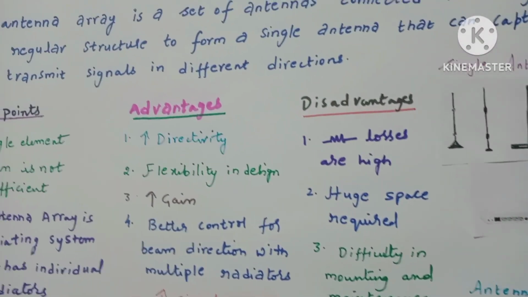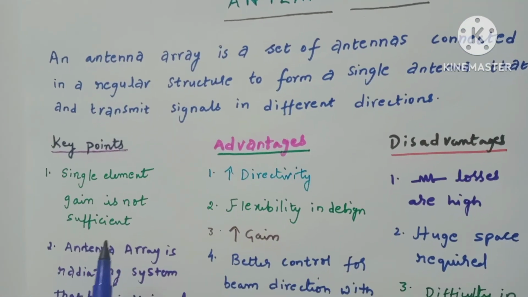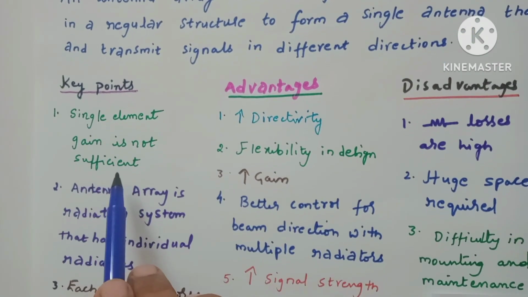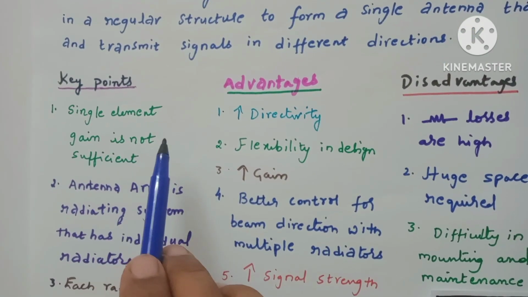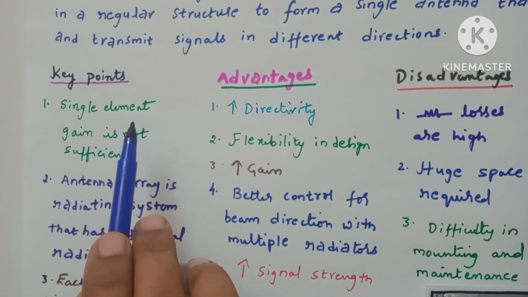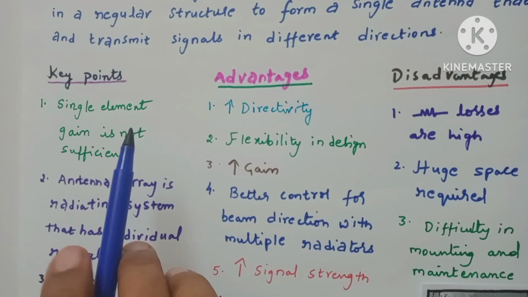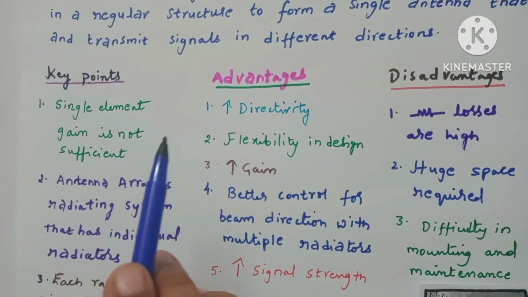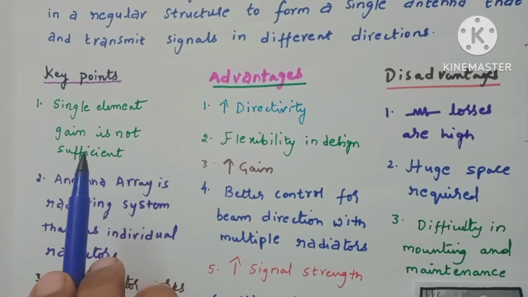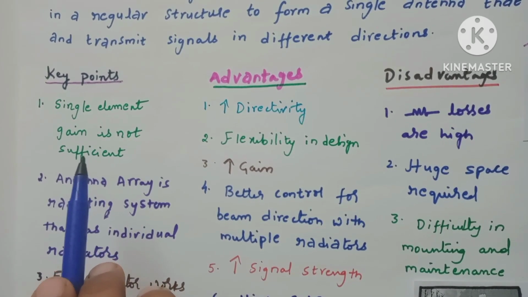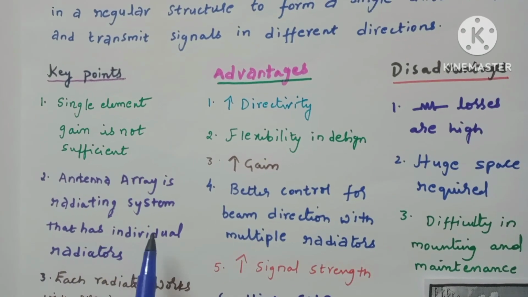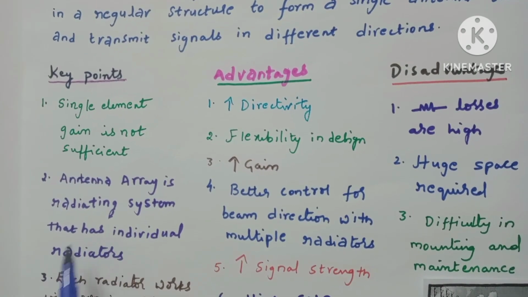So if you come for just an overview of this antenna array, whenever a single element gain is not sufficient, the alternative is an antenna array. Here single element means nothing but a single antenna element, right? If I am going to use a simple dipole antenna and I am unable to achieve my gain, in those cases I start increasing the number of antennas. Simple solution, right?